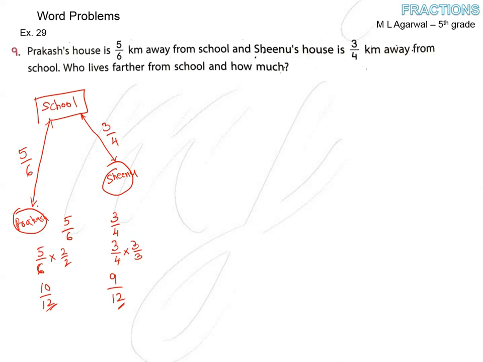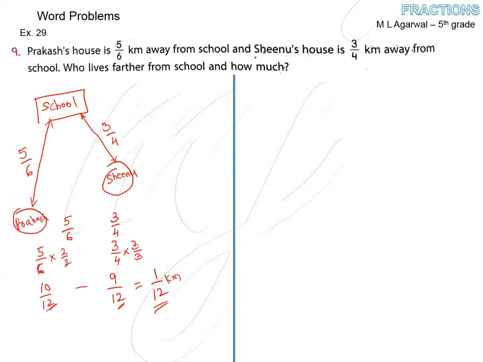Okay, so they also asked how much further. So you can say how much further, 10 minus 9. So 10 minus 9 is 1/12. So 1/12 kilometers further from school. Understood how to solve this? Let us try to do it with a block diagram.